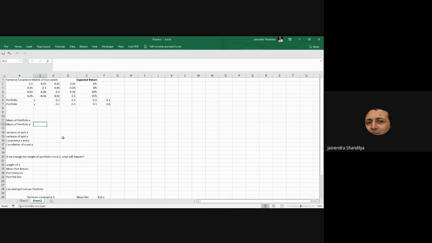Now if we have to calculate mean of portfolio, rather than doing matrix multiplication, we'll just multiply these x's with the expected return. So we can use a simple command called sum product, and we multiply this x with this expected return, and we get the mean of this portfolio.